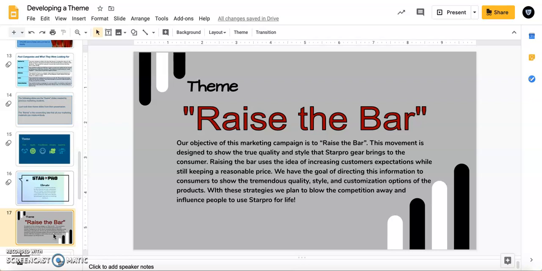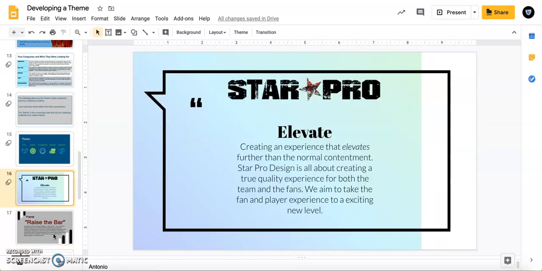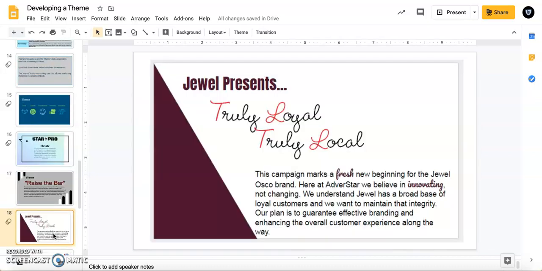Same company, the sports apparel company, they raised the bar. So raise the bar was in all of their stuff, kind of like their slogan, so that they wanted to kind of use it to increase customer expectation. Like, hey, we're a reasonable price, but we raise the bar when it comes to quality, style, and customizing your sports apparel. So see these two very different approaches, but the theme was very easy to understand.